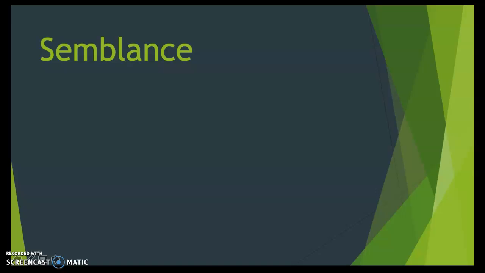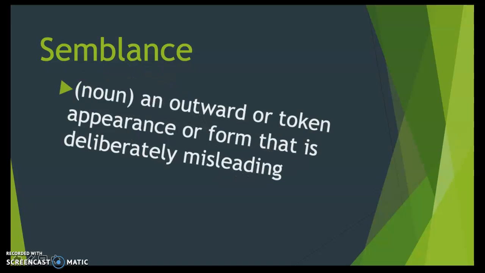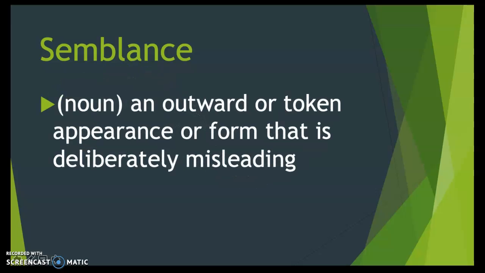Next, we have semblance. A noun, an outward or token appearance or form that is deliberately misleading, meaning that it is not the right thing. You're trying to show off and mislead someone. That is semblance, token of appearance or form that is deliberately misleading.